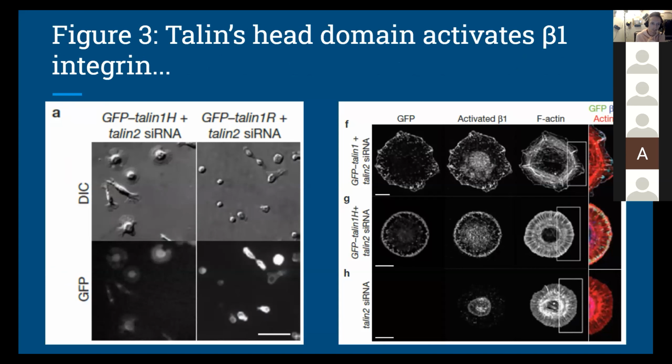So they cut Talin into two pieces, the N-terminal end, which they labeled the head of Talin, and the C-terminal end, which they labeled the tail. If you look over on the left in figure 3A, you can see that when they add in GFP Talin 1 head, you can rescue the semi-spread state that normally isn't present at all if you have no Talin. But when you add the Talin 1 tail, there's no change from the balled up state that Talinless cells always end up in.